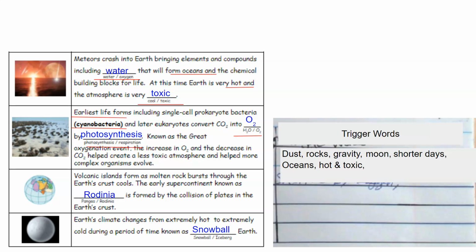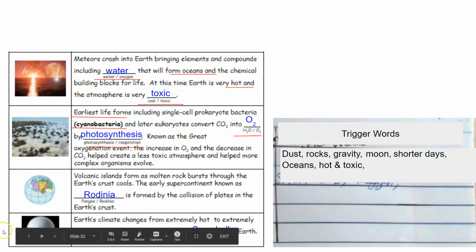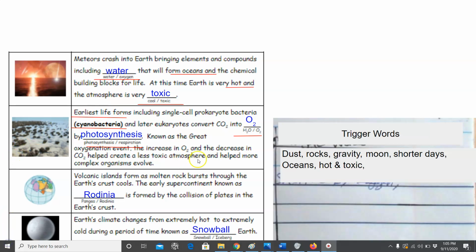The next section has a lot of information. It talks about the earliest life forms, including single-cell prokaryote bacteria, known as cyanobacteria, and later eukaryotes convert CO2 into O2 by photosynthesis, known as the Great Oxygenation Event. The increase in O2 and the decrease in CO2 help create a less toxic atmosphere and more complex organisms. There's a lot of information. And in fact, there's one thing I didn't underline, but I could have: Great Oxygenation Event. That could have been underlined because that's a key idea.